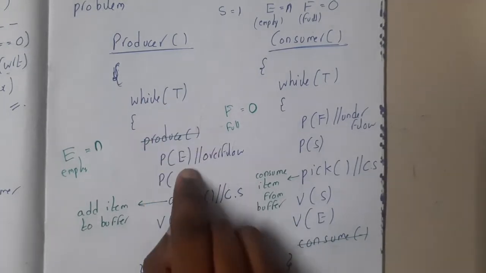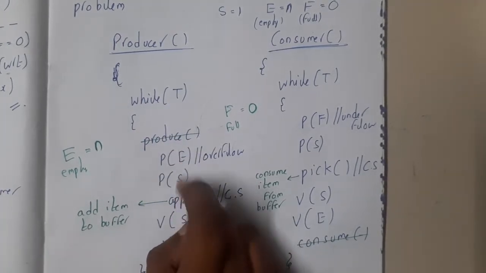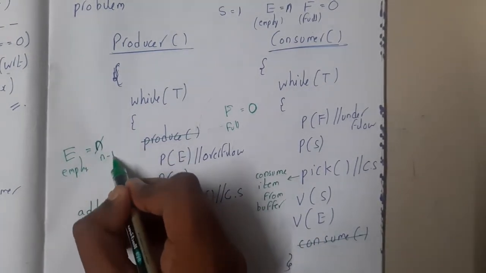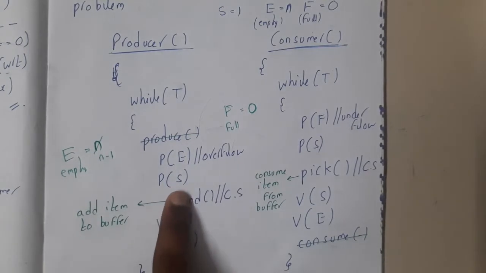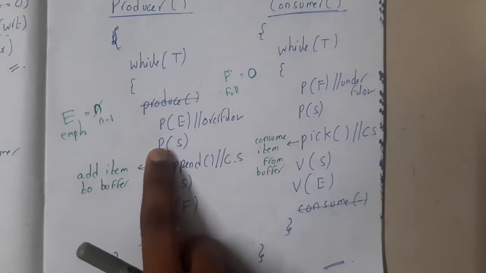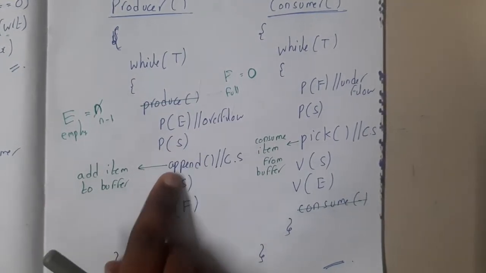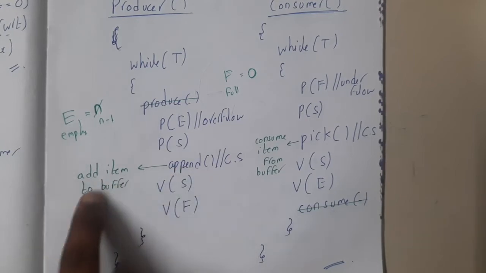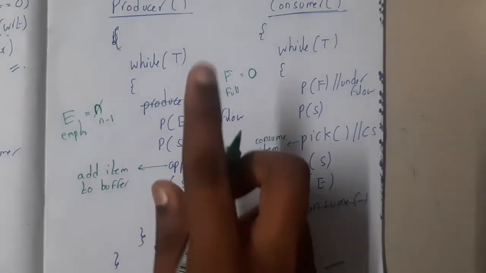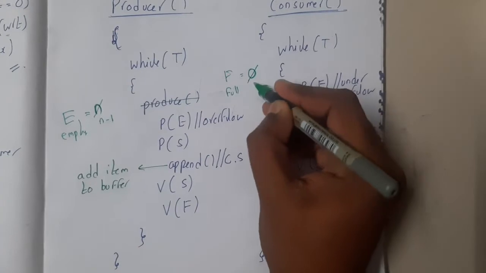Now the chance will be given to the producer. The producer will come and do P of E. That is, he will perform a wait on E. So now this will become N minus 1, right? And he will produce a particular item. He is going inside the semaphore. S is a semaphore here, you can say, S equal to 1. He is going to add his item to the buffer. Once he adds it, he is going to signal that particular semaphore which he locked, and then he is going to increment this value.